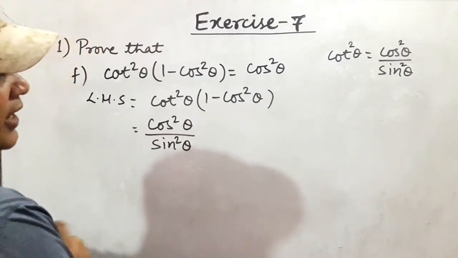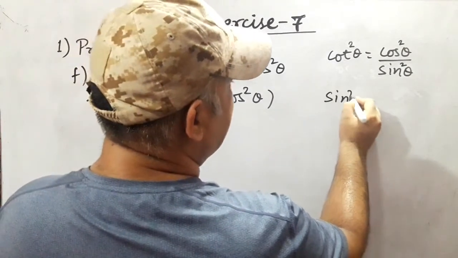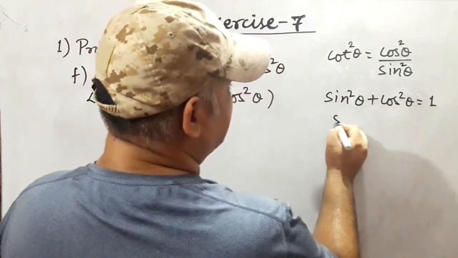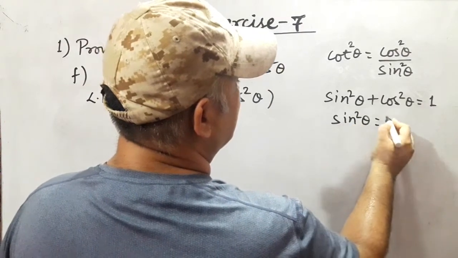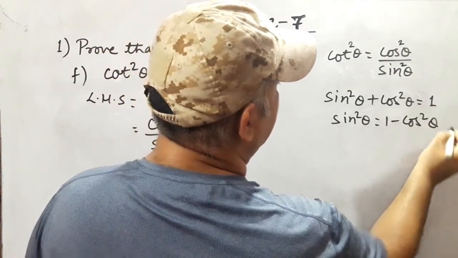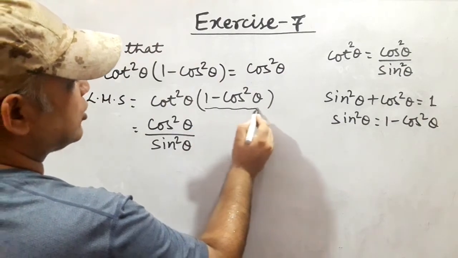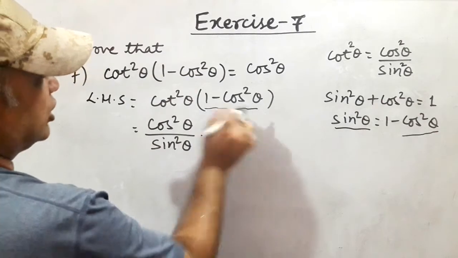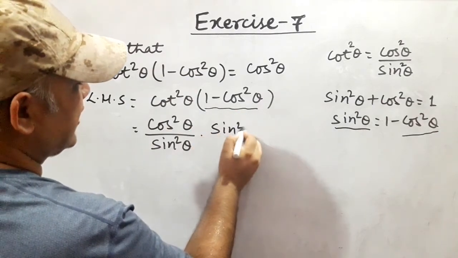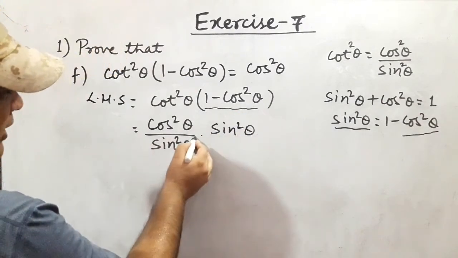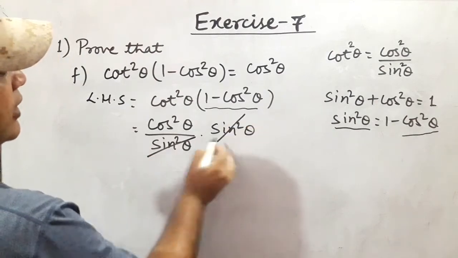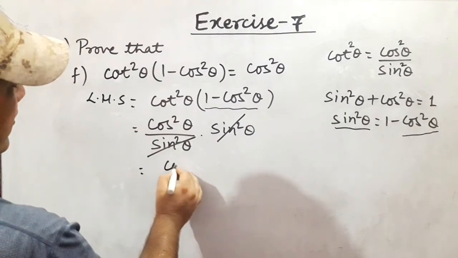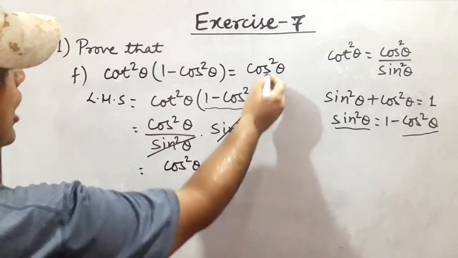1 minus cos square theta. We know sin square theta plus cos square theta equals 1. Then sin square theta equals 1 minus cos square theta. So in place of 1 minus cos square theta, I can put sin square theta. Denominator sin square theta and numerator sin square theta get cancelled. We have the remaining term cos square theta. It is our right hand side.